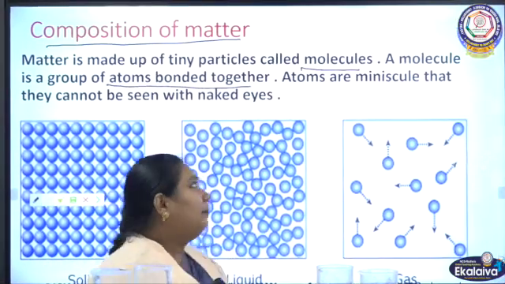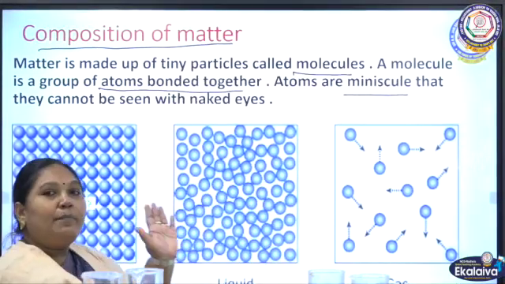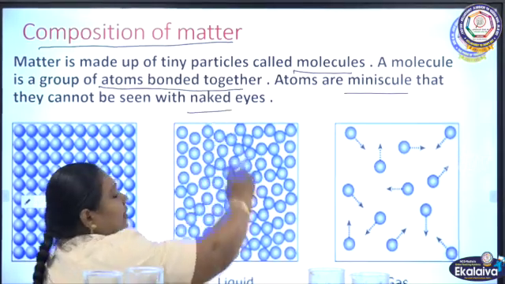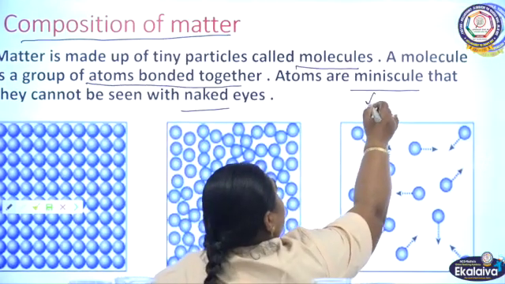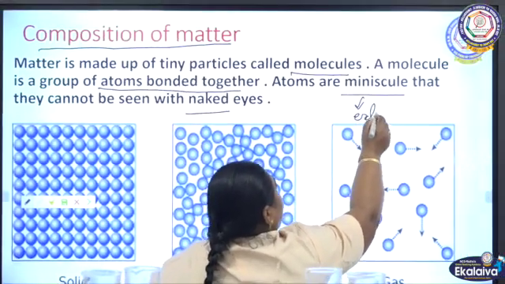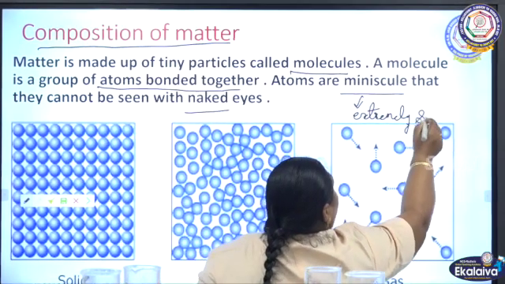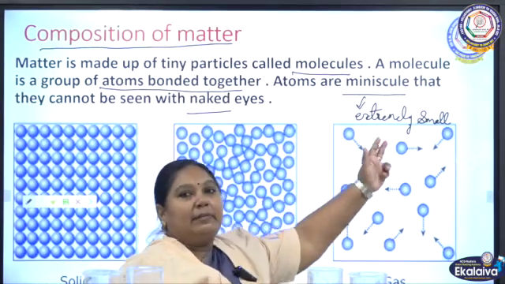What is an atom? An atom is minuscule and cannot be seen with our naked eye. Naked eye means with our eyes. What is minuscule? The meaning of minuscule is extremely small.